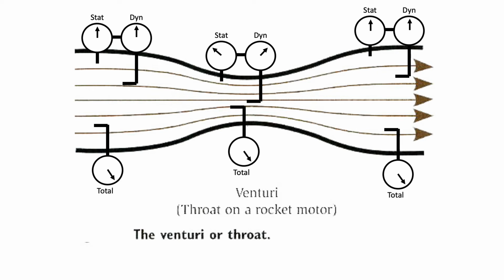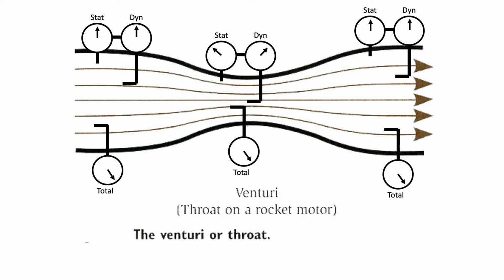Here I have our Venturi with one of each type of gauge. Across the bottom, we have a total pressure gauge, and it is reading the same total pressure all the way through the Venturi. On the top side, we have a static pressure gauge, and then we also have the equivalent of an airspeed indicator, a dynamic pressure gauge. And it's measuring both total and static, and then subtracting the static from the total to give you dynamic.